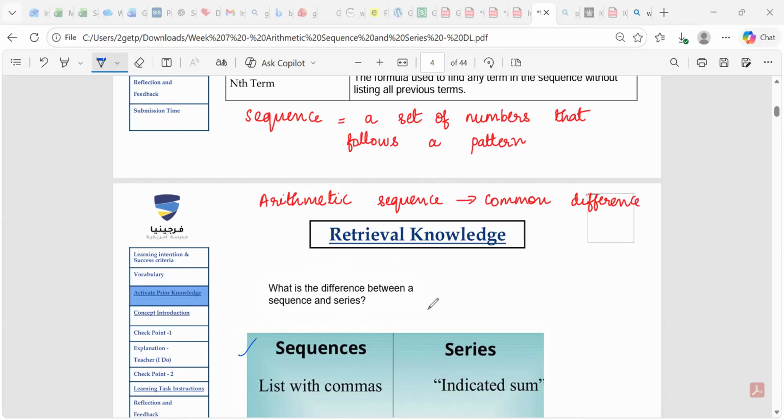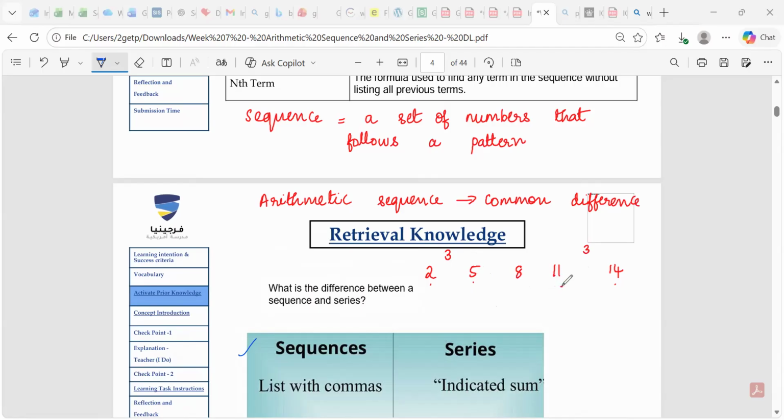For example, I'll just explain this using an example. 2, 5, 8, 11, 14. So now the common difference means if you subtract any two consecutive terms, any two nearest terms, it should give you the same answer. For example, if I take these two, 5 and 2, 5 minus 2 is 3. Or if you take these two numbers here, 14 and 11, 14 minus 11, you will get 3.